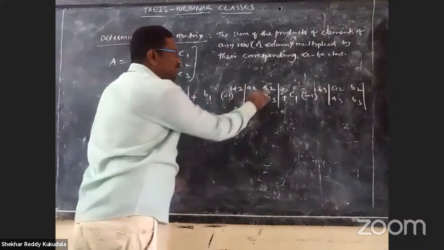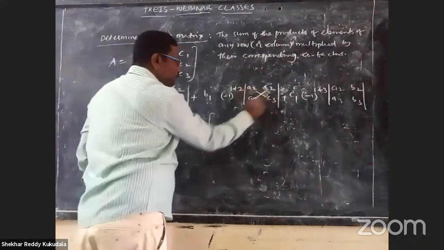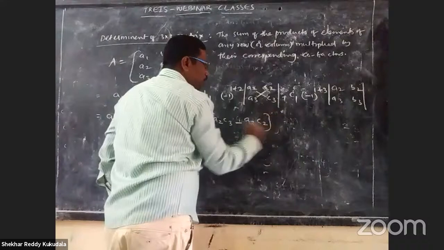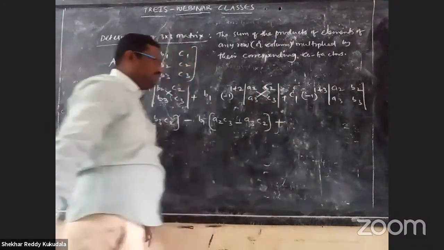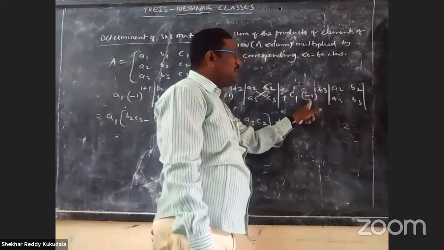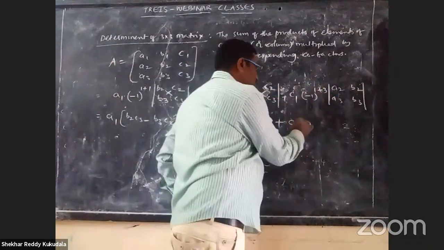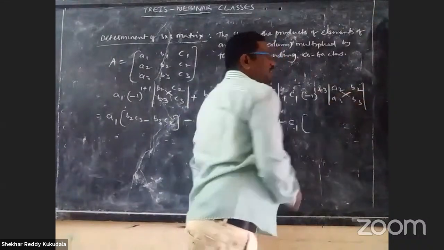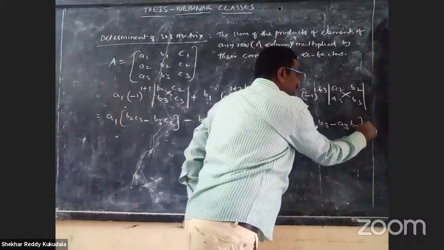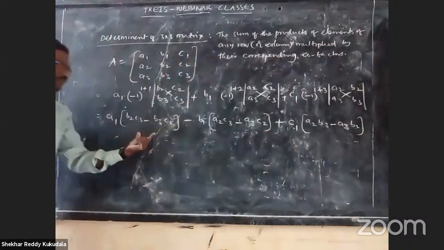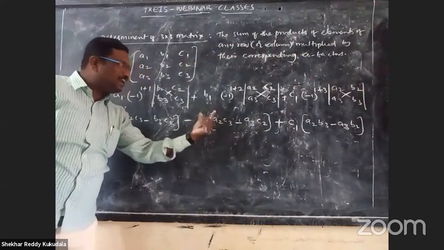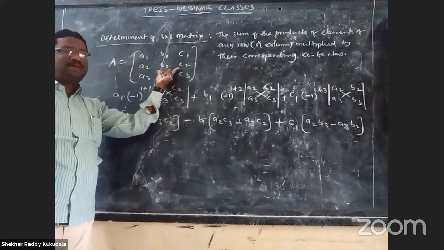And this determinant I can write as A2 C3 minus A3 C2, plus minus 1 power 1 plus 3, which is 4. So minus 1 power 4 is 1. 1 into C1 is C1 into the determinant of the 2 by 2 matrix A2 B3 minus A3 B2. This is the derived formula to find the determinant of a 3 by 3 square matrix.